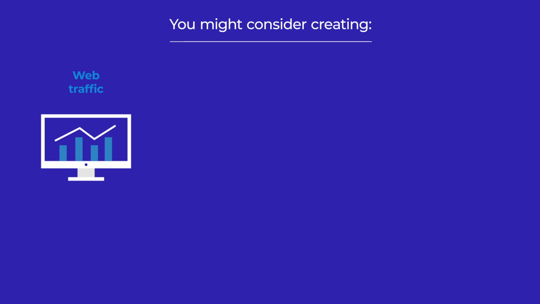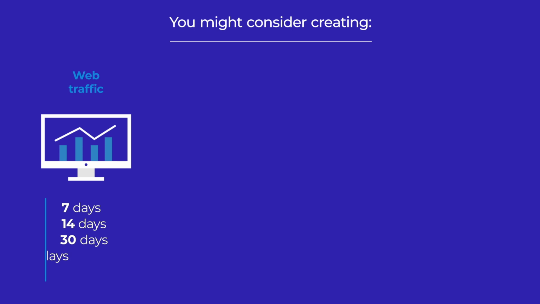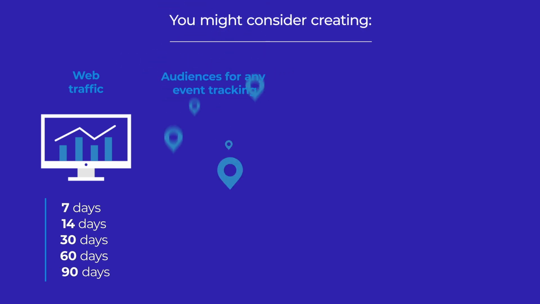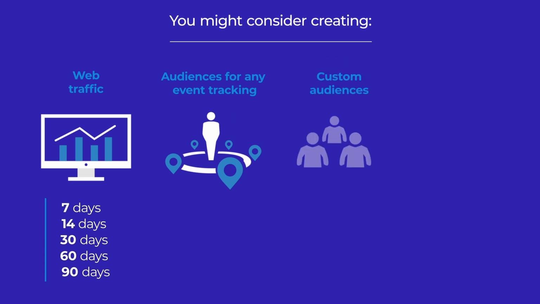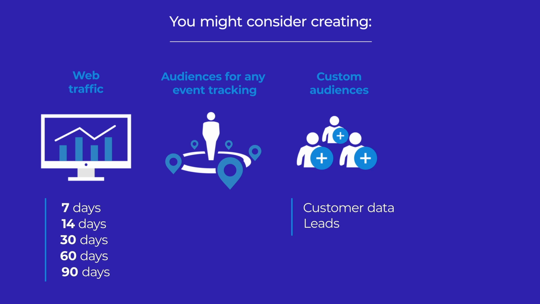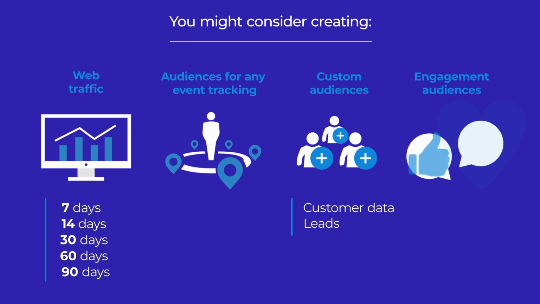So you might want to consider creating web traffic audiences of people that have visited your site in the last 7 days, in the last 14 days, in the last 30, 60 and 90 days. Also create any audiences for any event tracking that you've set up in the previous step. Next, create custom audiences, and I'm talking about creating an audience from your customer data or even from inquiries and leads. And finally, create some engagement audiences, and that could be people who have engaged with you on social media or people who might have opened a form but not submitted it.